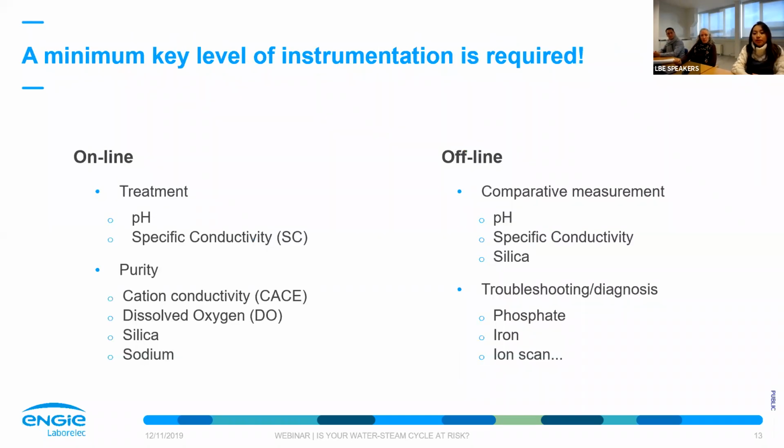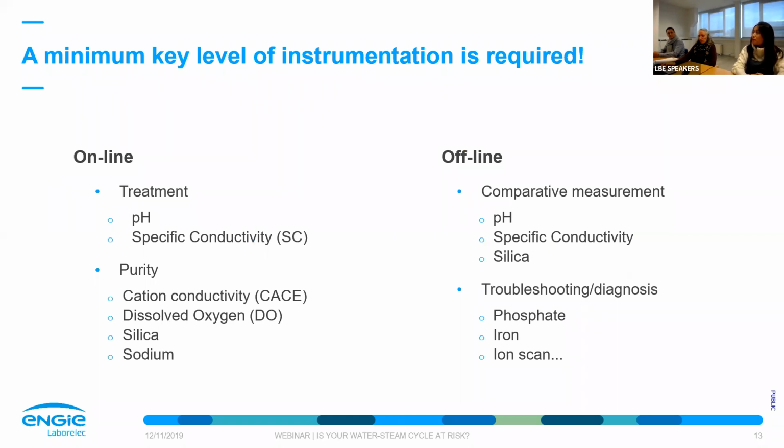There is a need for a minimum key level of instrumentation to be able to follow the water steam cycle chemistry. And what is this key level of instrumentation? So let's remember, we talk about 2 important targets for the water steam cycle chemistry. Those were the treatment and the purity. For the treatment, we talk a lot about controlling the pH. Indeed, the pH is the most indicative of the water steam cycle chemistry.